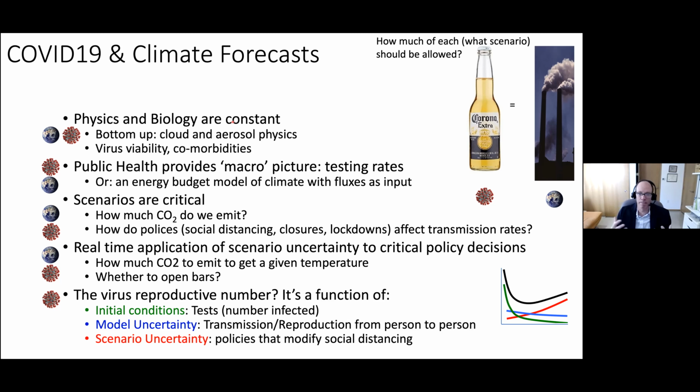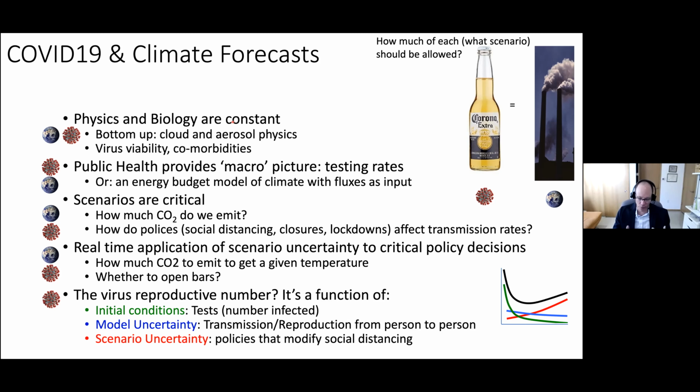Public health provides a macro picture. It provides testing rates. This is like an energy budget model of the planet, or observations of the planet from space, which provide a current state of the system and say, what is the total energy on the planet? It's a macro picture, it's a snapshot. These scenarios are critical. How much carbon dioxide do we emit, or what policies affect the transmission rate for a virus? And what you see is we have this real-time application of scenario uncertainty to critical policy decisions.